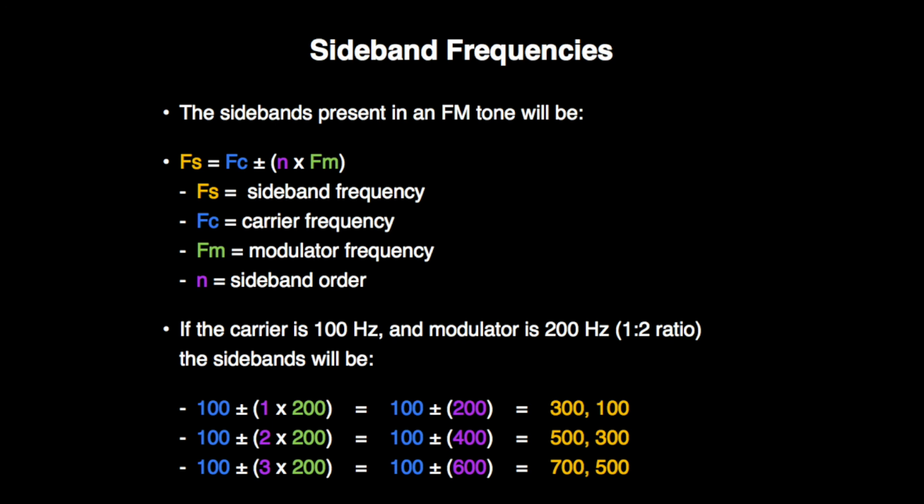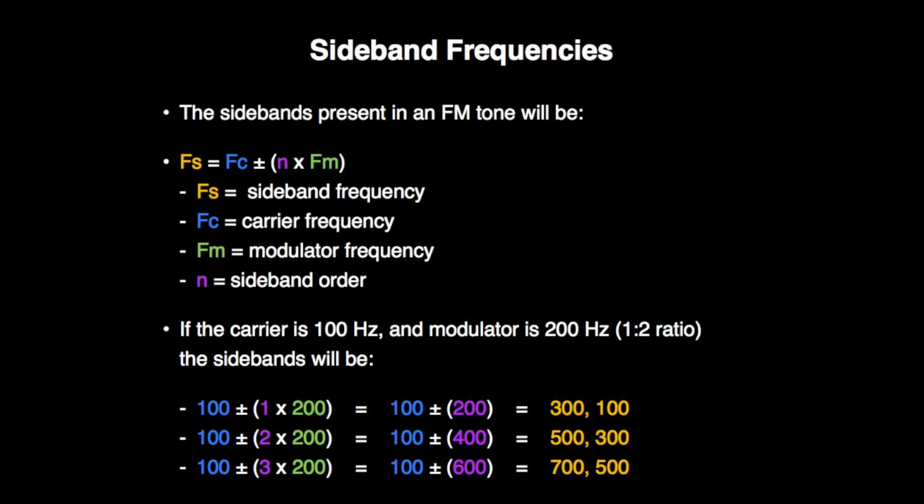So let's talk a little bit more about these sidebands. In ring modulation, we calculated the frequencies of the sidebands by just finding the sum and the difference of our carrier and modulator's fundamental, and if there's overtones, the overtones as well. It's similar in FM, but we generate a lot more sidebands. So there's a simple formula to calculate what the sidebands are going to be, and that is Fs equals Fc plus or minus n times Fm.